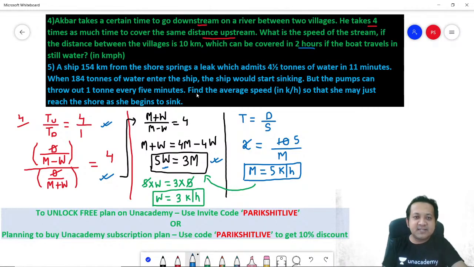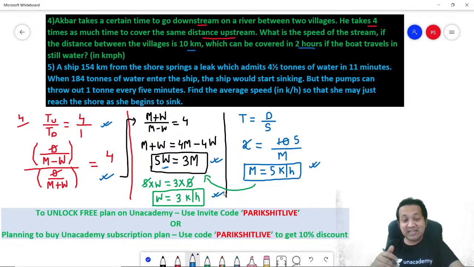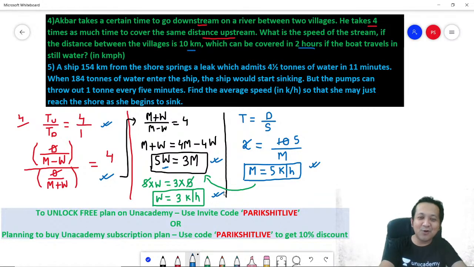Given that the distance between the villages is 10 kilometers, which can be covered in 2 hours if the boat travels in still water. Still water means water is 0. So whatever speed is happening, that's nothing but the speed of the man. So speed of the man, you calculated this to be 5. Substitute the value of 5 out here. You will get the value of w. Are we clear on this? It's an easy one. Okay.